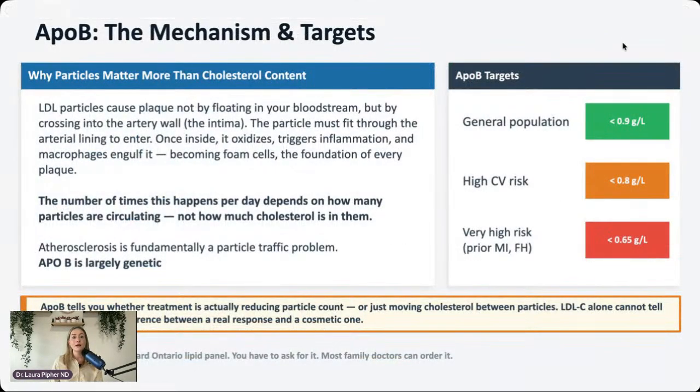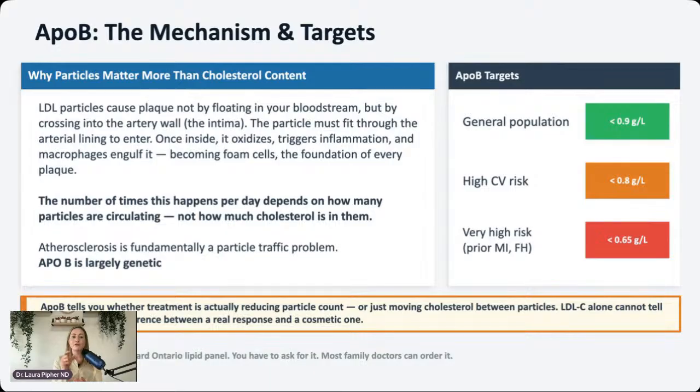So when we look at ApoB, the mechanism and the targets, basically, why do the particles matter more than the cholesterol content? LDL particles cause plaque not by floating in your bloodstream. When I'm talking to patients and their LDL is high, they're often freaking out, like, oh my God, my cholesterol is high, I'm going to have a heart attack. But it's not the LDL floating around that causes the problem. It's by it crossing into the artery wall, which is known as the intima.